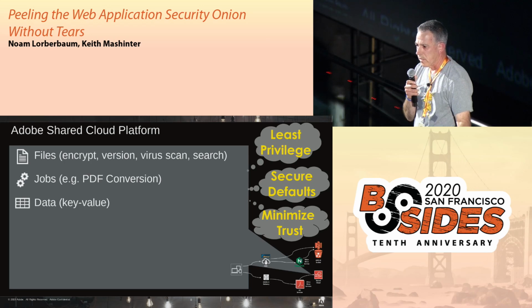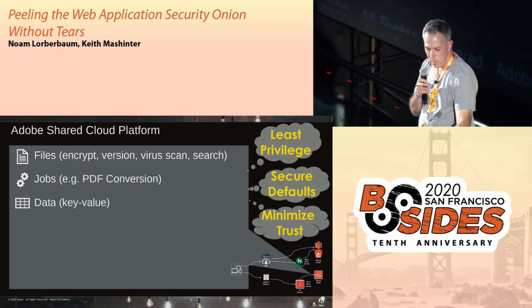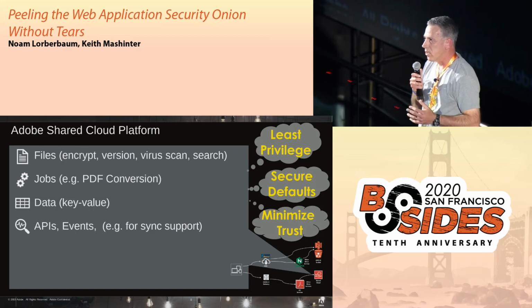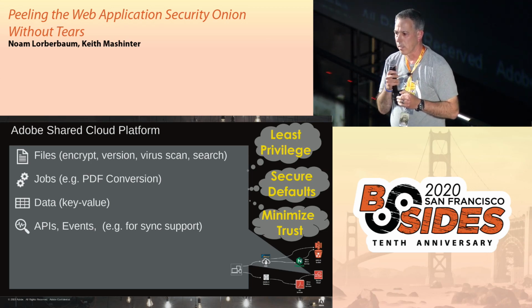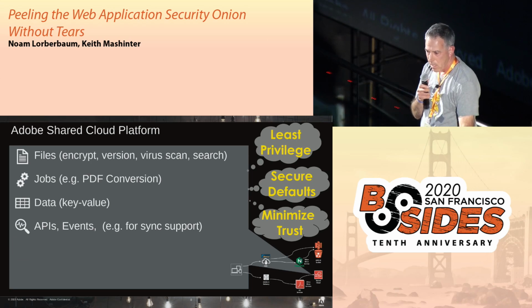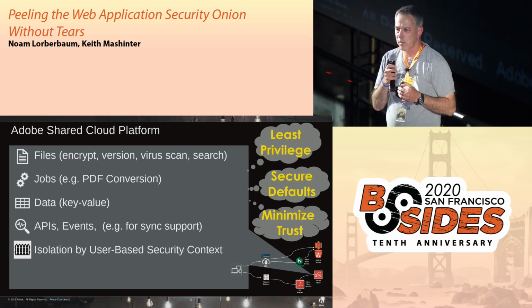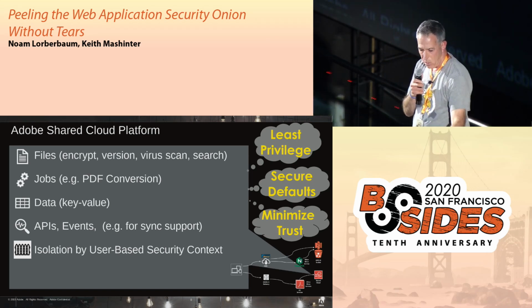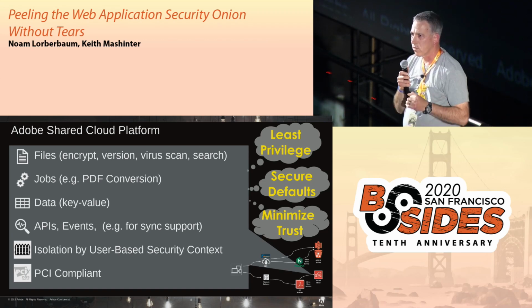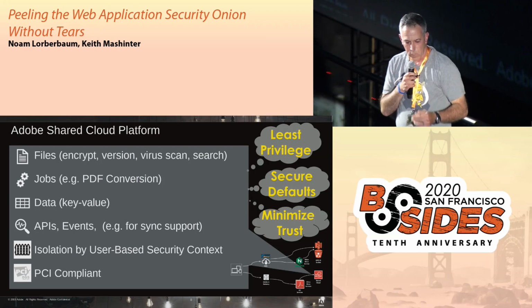It supports multi-level key value data storage based on MongoDB, HTTP APIs and event notifications for internal services such as data search and data synchronization. Security is based on user context isolation, such that one user cannot access another user's data, and the whole platform is PCI compliant, so that all the services built upon it are compliant as well, if necessary.